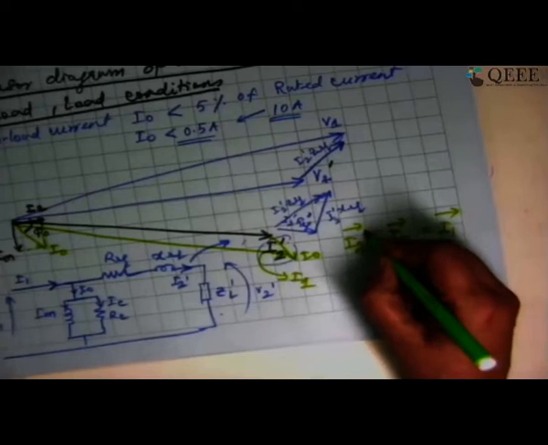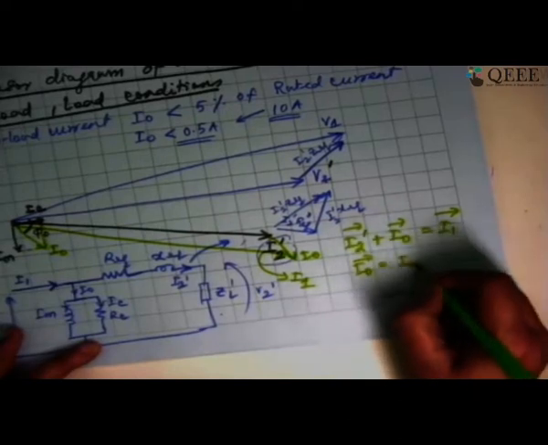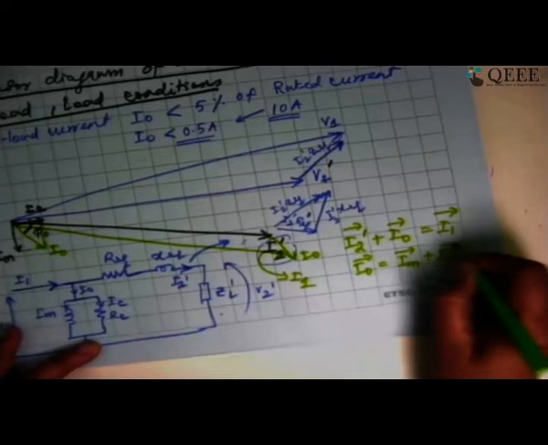So I should say I2' plus I0 is equal to I1. All of them are vectors, so I am drawing those arrows on the top. I2' plus I0 is equal to I1, and I0 itself consists of two vectors. One is IM, the other one is IC. So this is the complete phasor diagram of the transformer. With this, let us try to draw the major portion that is corresponding to regulation.